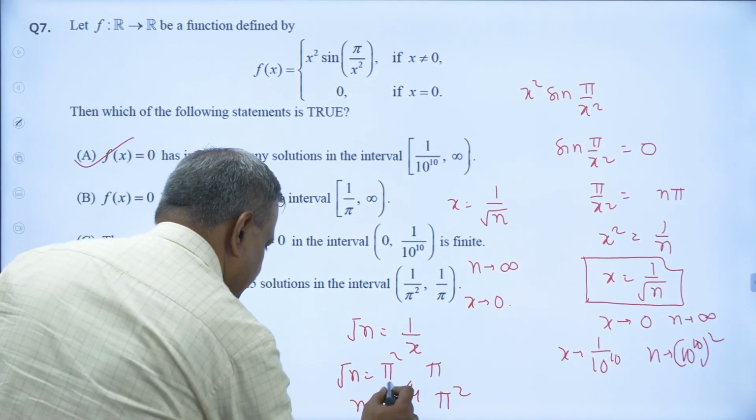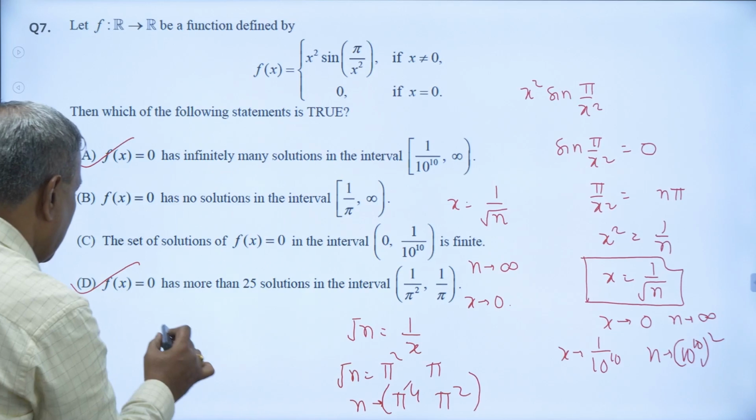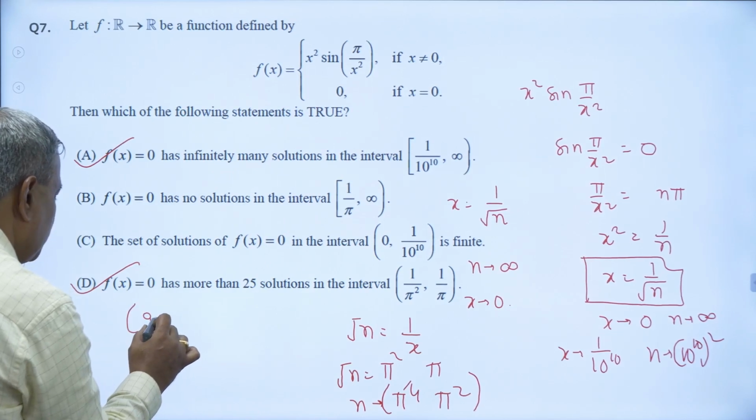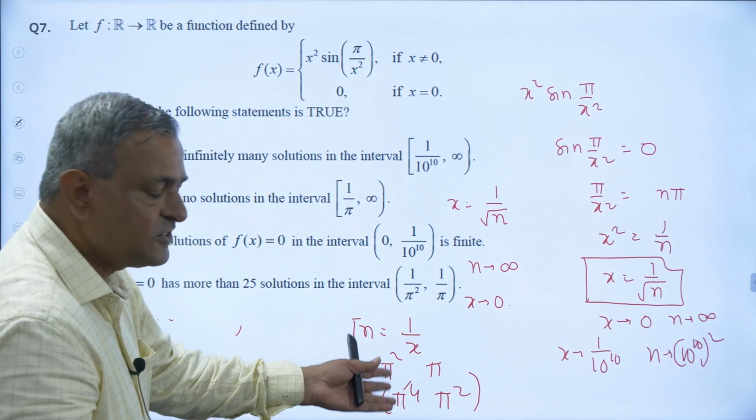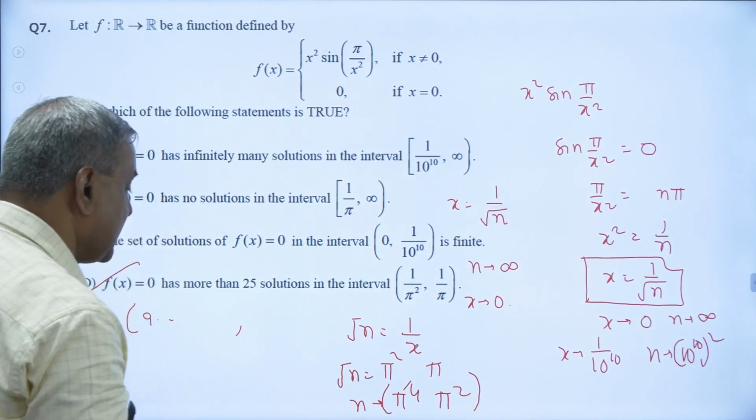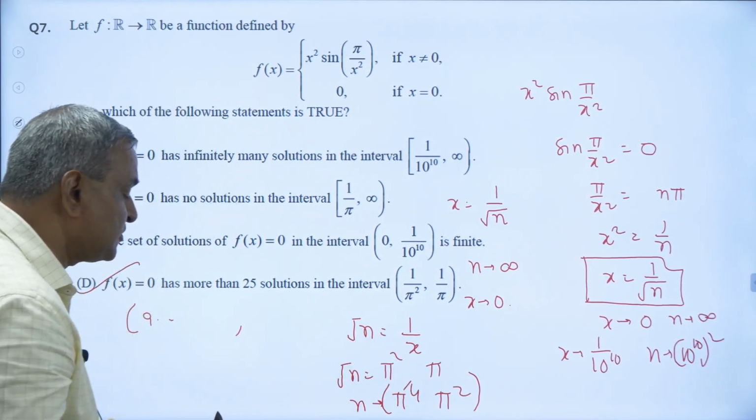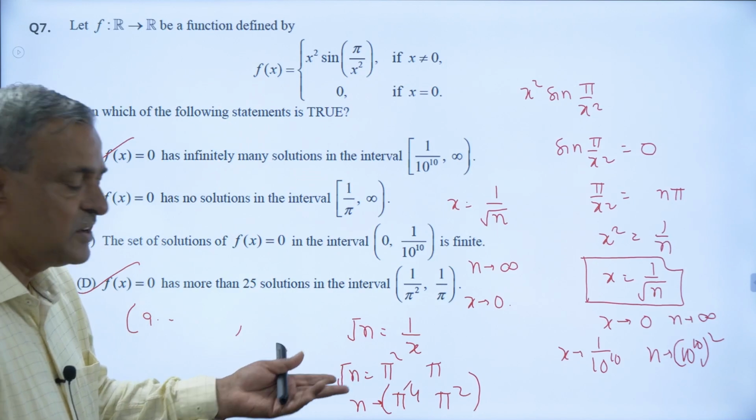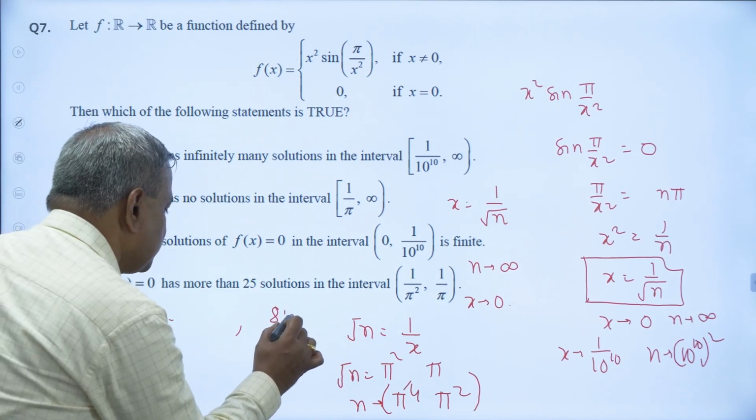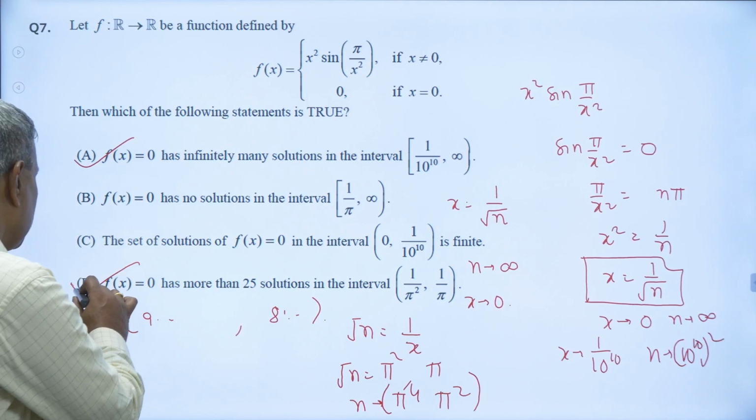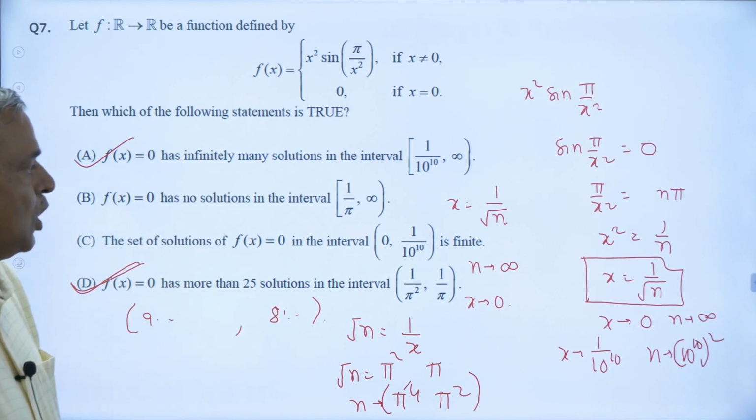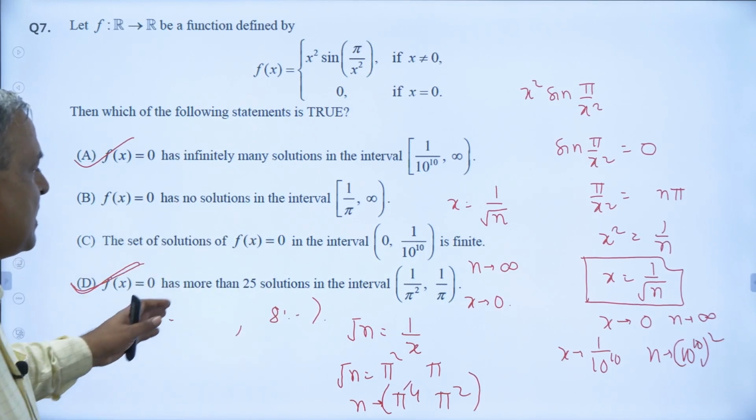Now it is correct. So pi square is how much? 9 point something. And n is a natural number, a positive integer we are taking. So pi to the power 4 is how much? 3 3 is 9, 9 3 is 27, 27 3 is 81. 81 point something. More than 25 are there. Option D is perfectly correct. One by one I'll come.